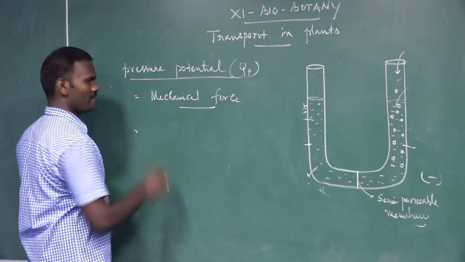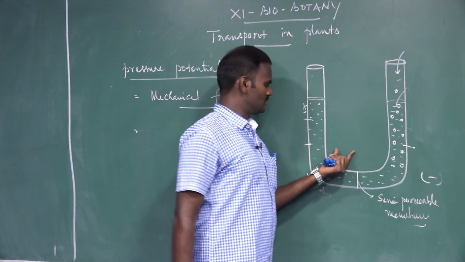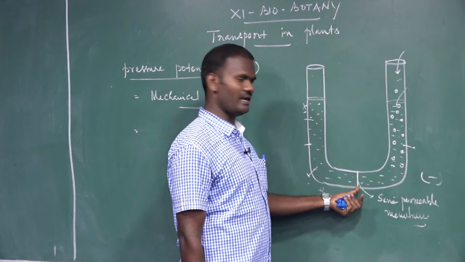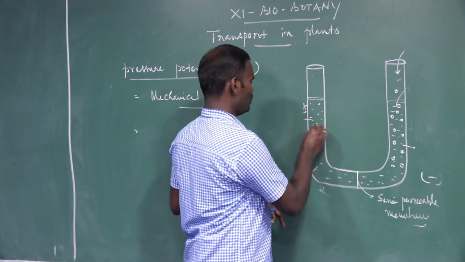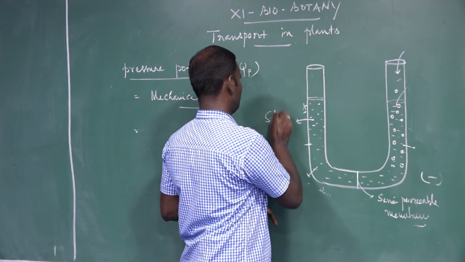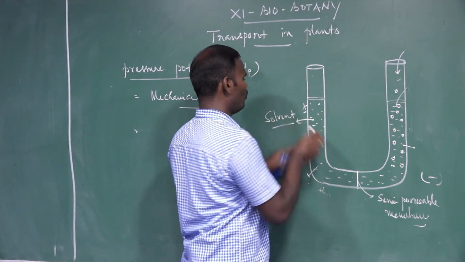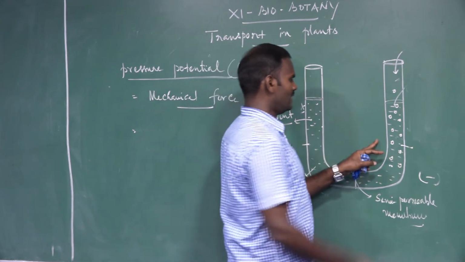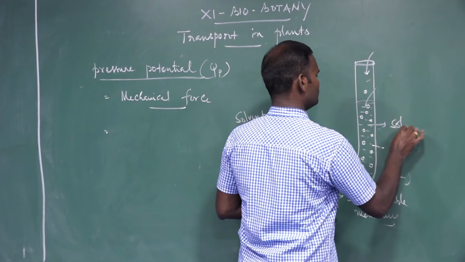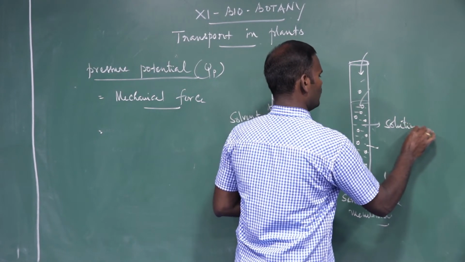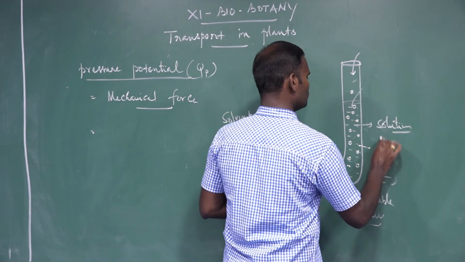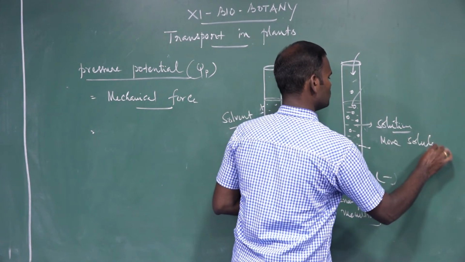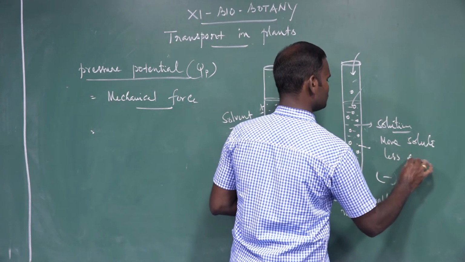Take for example, a U-shaped tube separated by a semi-permeable membrane. One side is a pure solvent, which has more water potential and less solute potential. The other side has a solution, which has more solute and less solvent.